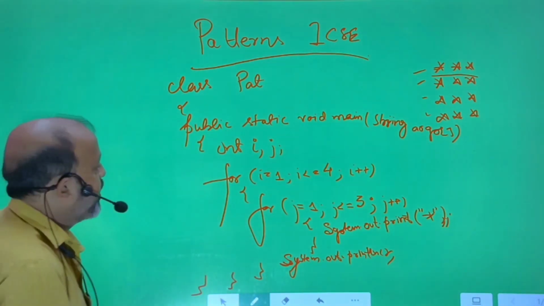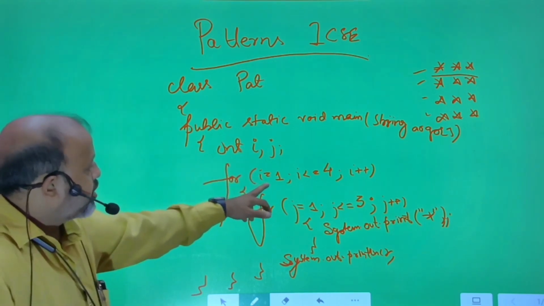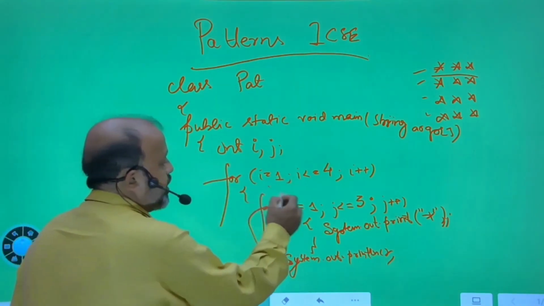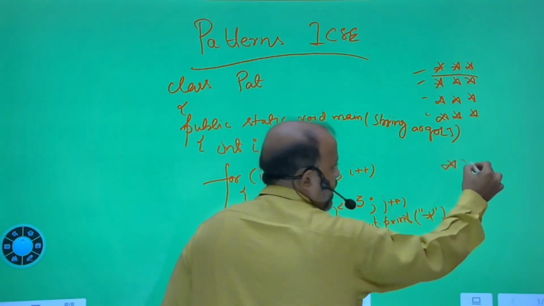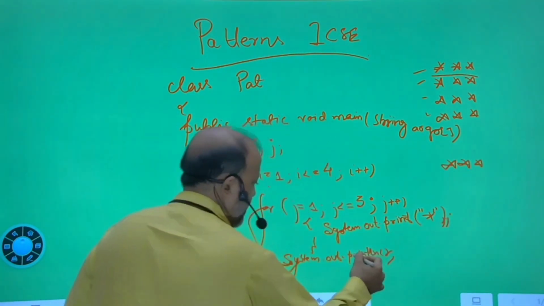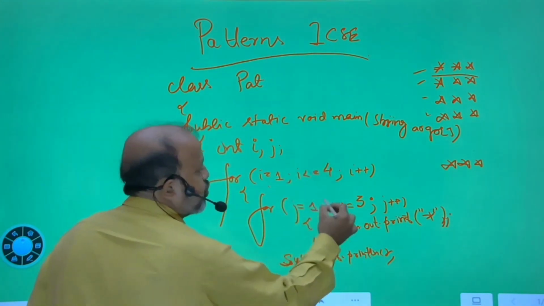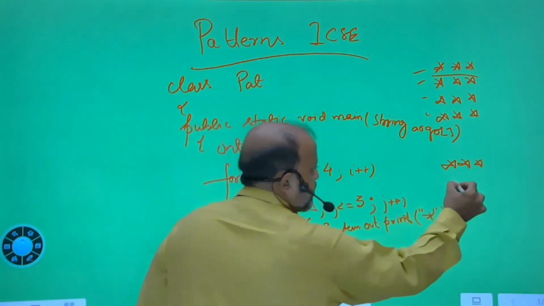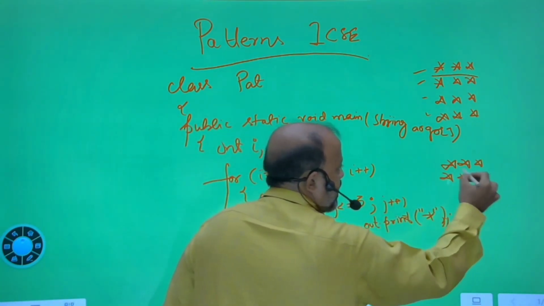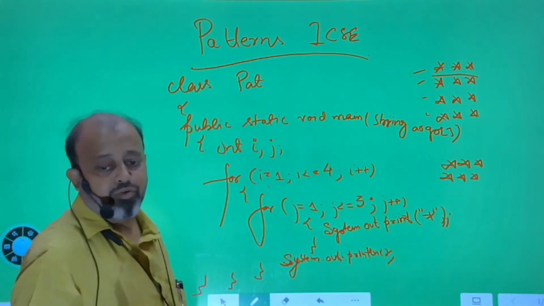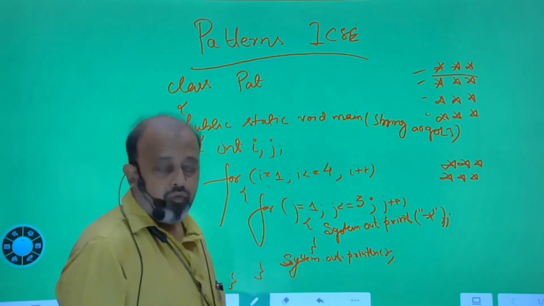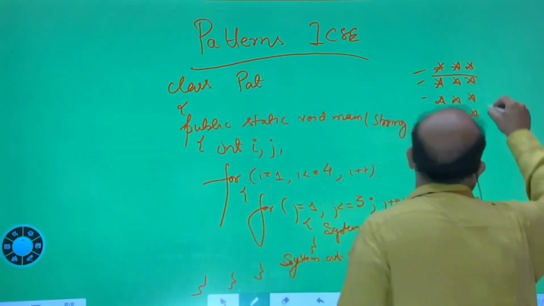Once again I am explaining. I start from 1 till 4. When i is 1, the j loop will complete its 3 times. So you will get 1 star, 2 star, 3 star. It will come here, line change, i becomes 2. Again it will run 3 times. Like this, it will be repeated 4 times. Therefore, you will get this pattern.